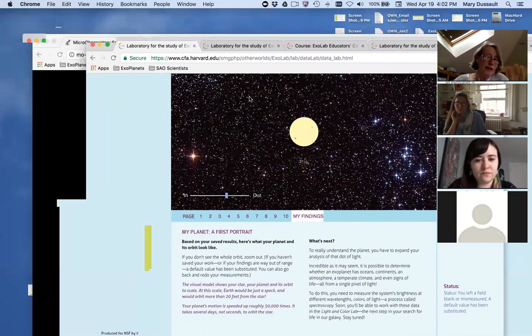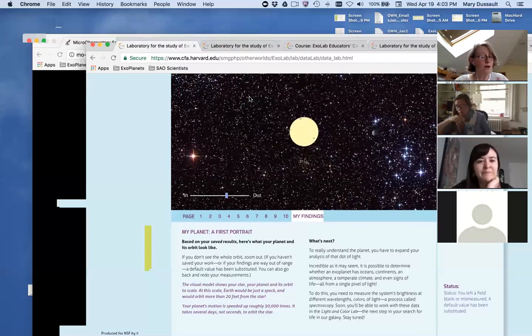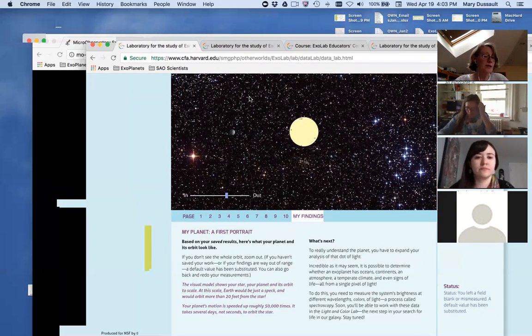I just wanted to give a quick overview of the data lab, but I want to make sure we have plenty of time for Shani. So any questions at this point? I did post an assignment on the Moodle, on the ExoLab educators community, of some Kepler 2 data for you to do these calculations and take a look at the results for yourself.